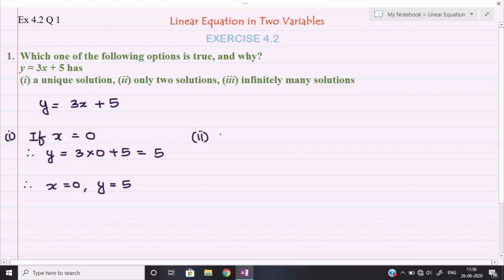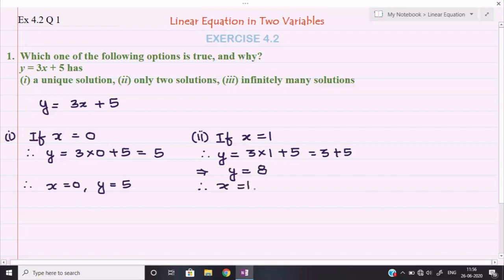Now if I take the value of x equal to 1, in that case what is the value of y? Y will be equal to 3 into 1 plus 5. So 3 into 1 is 3 and plus 5 as it is. So finally, the value of y is coming 8. So what is the solution? We can say that x is equal to 1 and y is equal to 8.